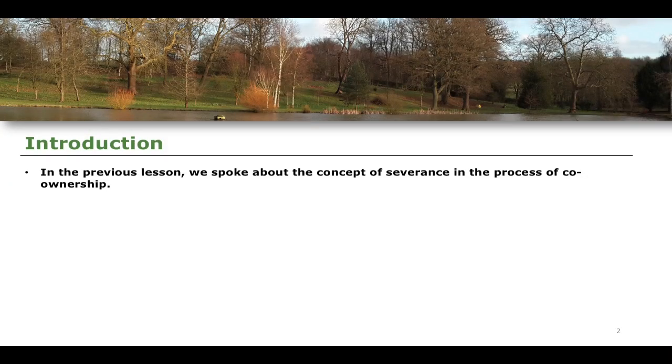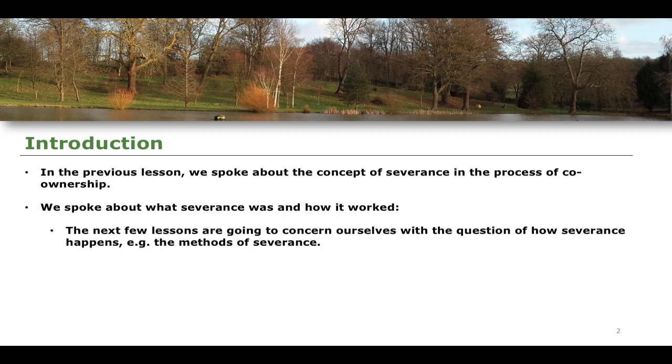This really comes from the case of Williams and Hensman, something that we'll talk about in this lesson as well. Like I mentioned, the previous lesson spoke about the concept of severance in relation to co-ownership. We talked about what severance was and how it works. In this lesson and over the next few lessons, we're going to spend some time talking about how severance happens, the different methods by which severance takes place.